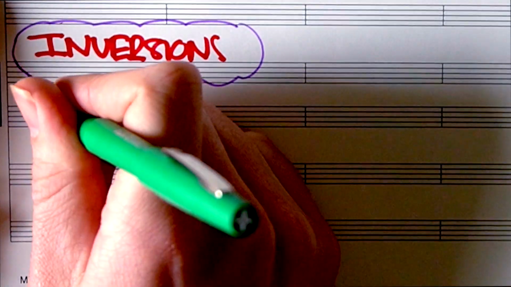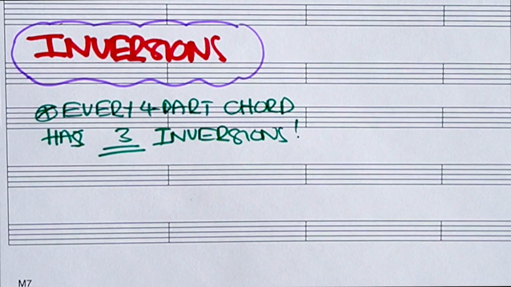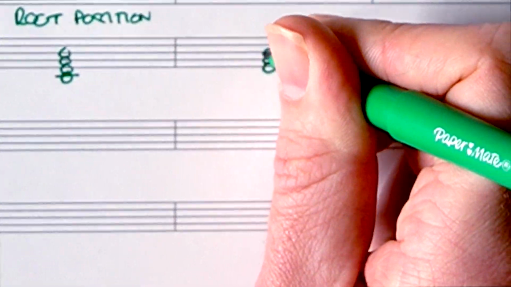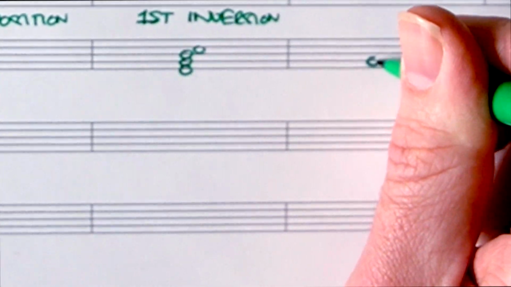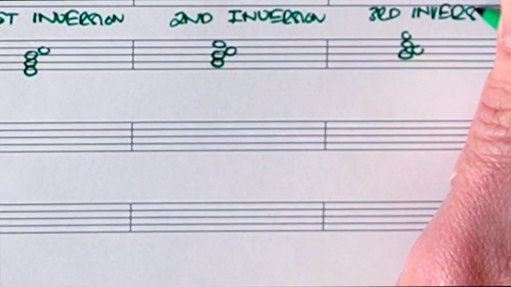Just like arpeggios, four-part chords have three different inversions. So let's look at C major 7, first in root position, first inversion, second inversion, and finally third inversion.